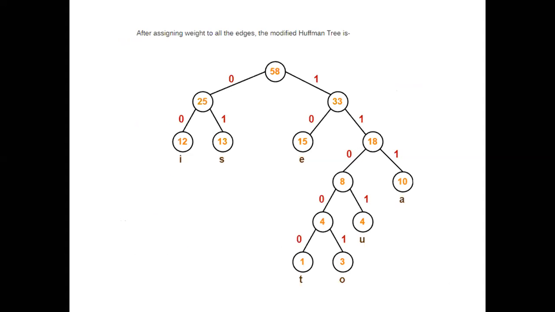Now we are going to count the bits for each and every character. So we will start the process from the root node. We will start the process from the root node. So let's start the process for I.